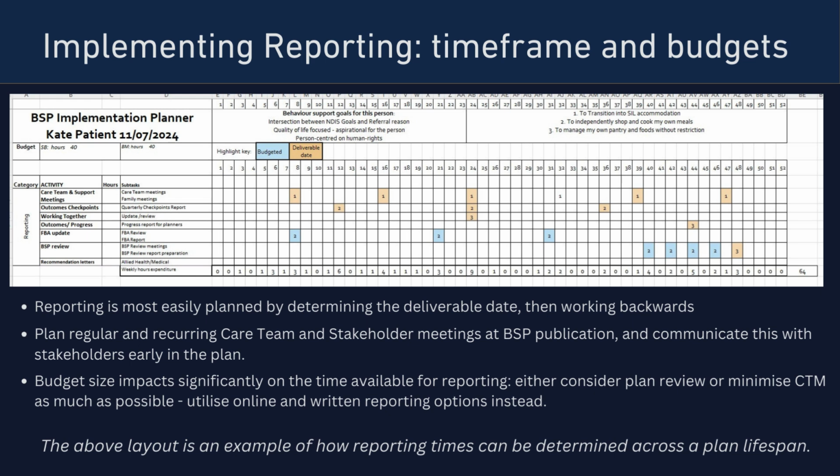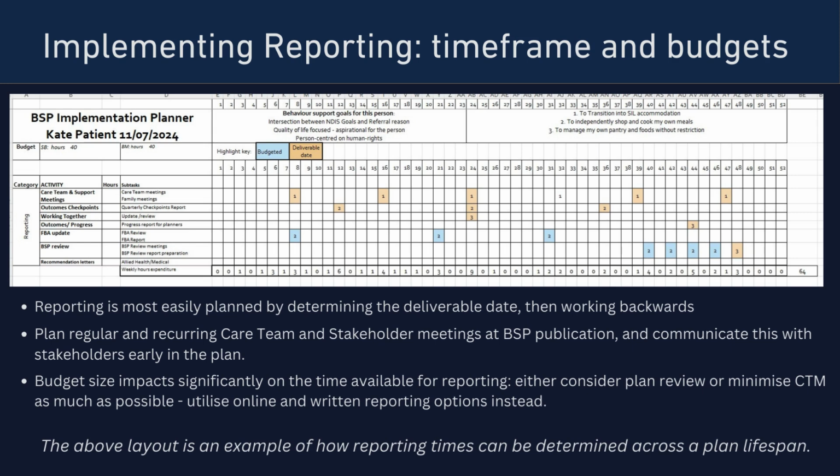Plan your recurring care team and stakeholder meetings at the time of BSP publication. Communicate them really clearly, and then everybody knows the amount of input that's going to be required to get the information that you need, but also what the budget outlay is going to be from the behaviour support plan. Budget size is always a consideration with all of the aspects of implementation, and we know that it's going to impact on the time available for reporting.